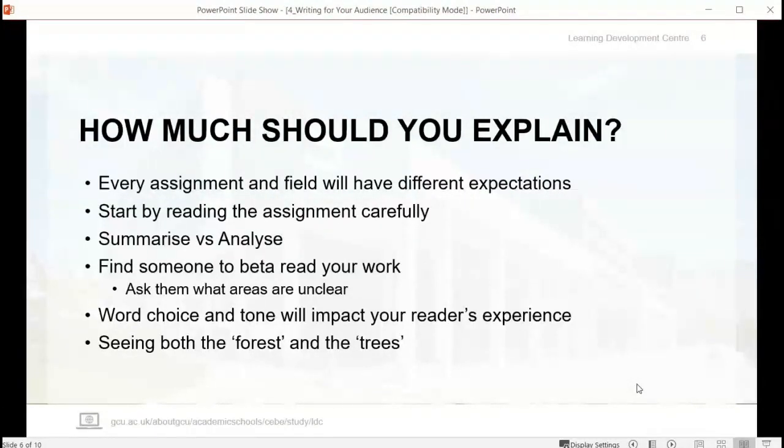You're trying to impress someone. You're trying to impress your tutor. You're trying to impress that future employer. So you want to make sure it matters. Your writing matters. So take the time to carefully craft it.